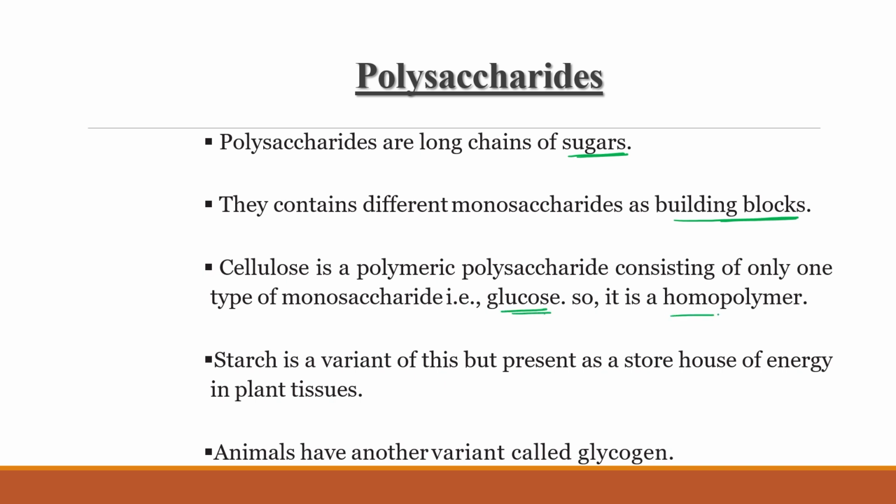So it is a homopolymer. If only one type of monosaccharide is present in that long chain, then we can use the term homopolymer, and cellulose is one example of a homopolymer, right? Starch is another variant of this, and as you know very well, plants store their own food in the form of starch, right? So starch is also known as a storehouse of energy in plant tissue, while animals have another variant.